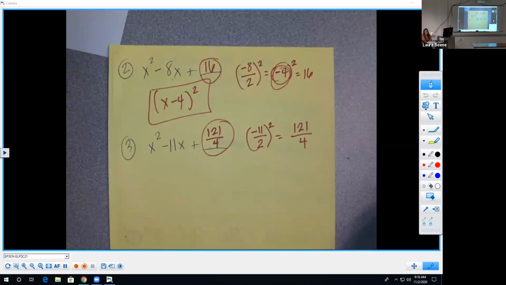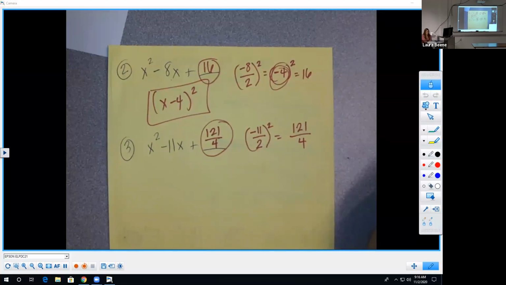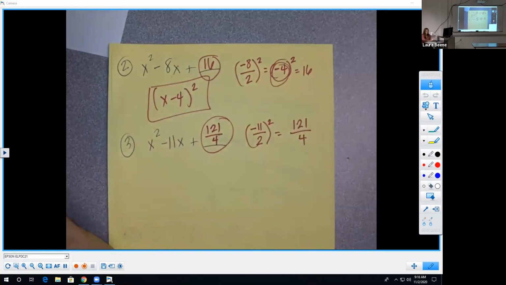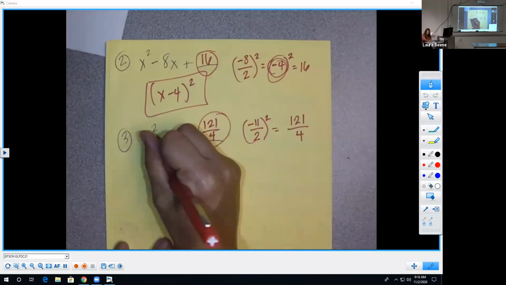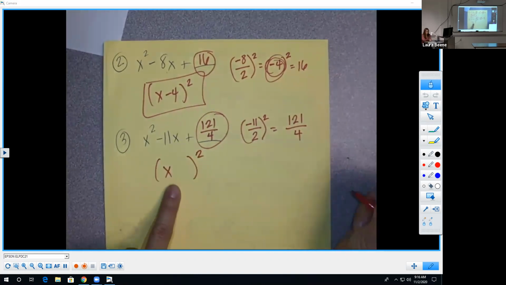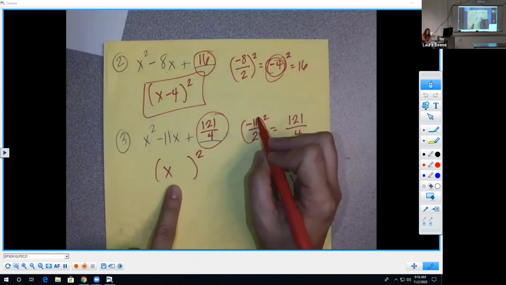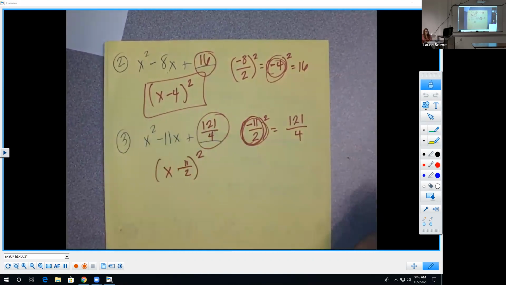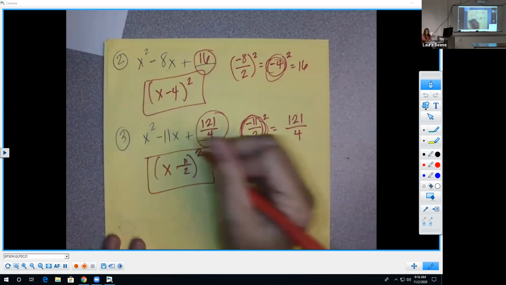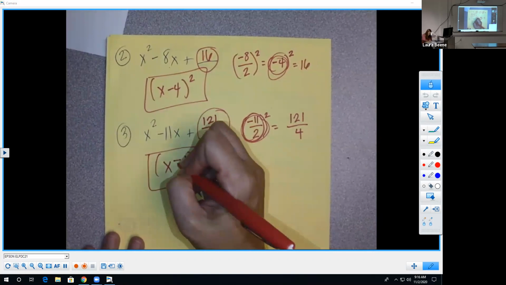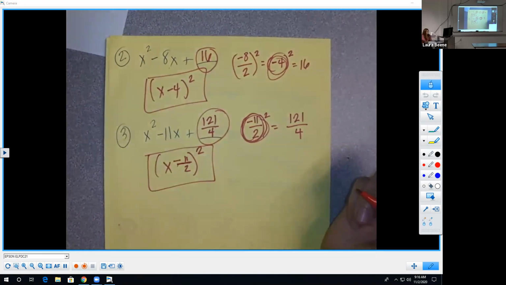And then you wouldn't want to try to factor this because it's not fun to figure out what two things multiply to get 121 fourths and add to get negative 11. So it's a good thing we have the formula for it. The formula says x on the inside squared on the outside. What's the number that goes on the inside with x? The negative 11 over 2. Negative 11 over 2. And that's your answer. That's supposed to say minus. Sorry, it kind of squished together. x minus 11 over 2 squared.